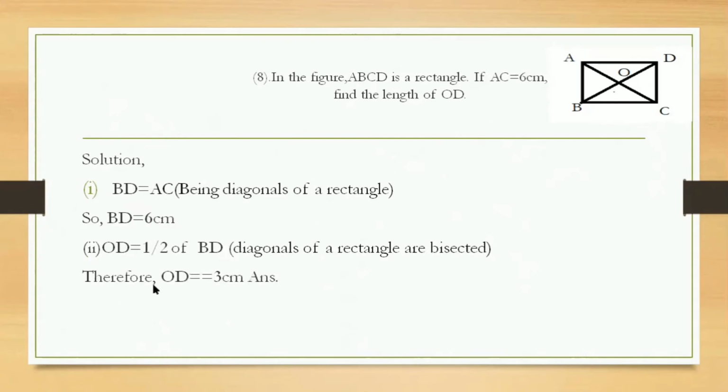Therefore OD equals, what will be here? 3 centimeters. 1 by 2 of this BD, which is 6. 1 by 2 of 6 means 3 centimeters. That's OD equals 3 centimeters. Okay.